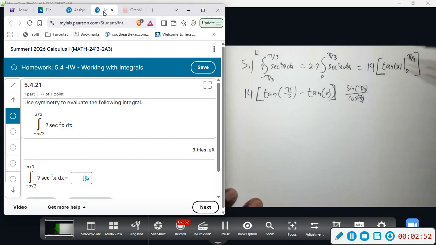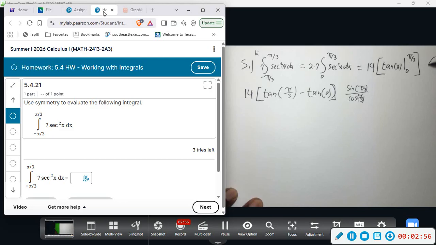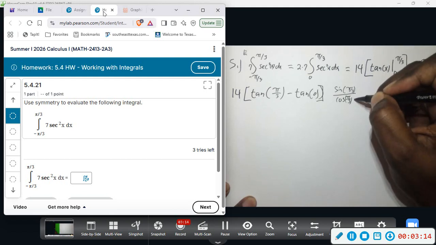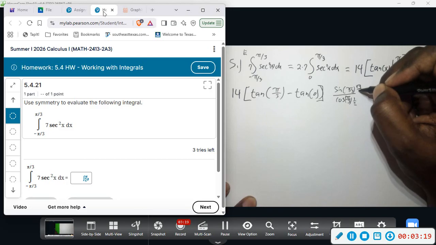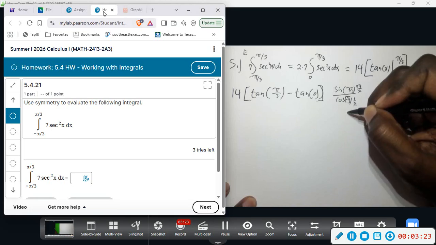Pi over 3 on our unit circle, we can't even see that circle. Pi over 6, pi over 3. So we go over, this ordered pair is 1/2, square root of 3 over 2. So x is 1/2, y is square root of 3 over 2. The 2's will divide out, so this part we just get square root of 3.